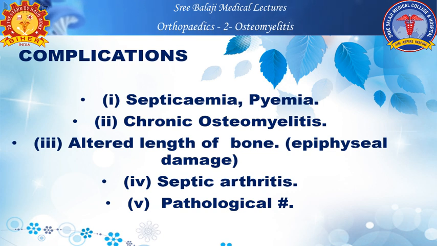Since the metaphysis is the commonest site where the infection starts, when the physis or the growth plate is involved, it can cause a deformity or shortening of the limb. Sometimes in specific regions like the proximal femur or proximal humerus, the metaphyseal region is intracapsular, so that metaphyseal infection can easily involve the joint, causing septic arthritis. And pathological fracture can happen in a diseased bone. So these are the common complications of acute pyogenic osteomyelitis.